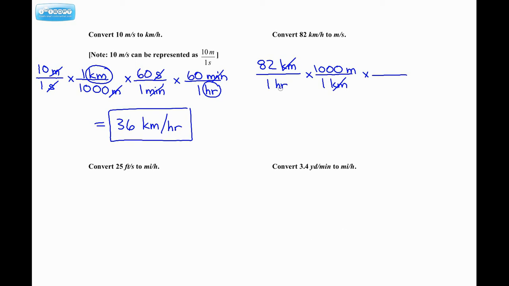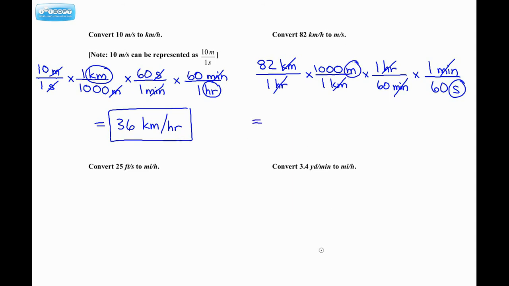So where do they go? Well, hours is already on the bottom, so to cancel them it has to go on the top. So there's 1 hour in 60 minutes. So those hours cancel. So now this is in meters per minute, and I need to go one more step, get rid of those minutes. In 1 minute, there are 60 seconds. So those minutes cancel. So I have seconds on the bottom, meters on top, which is exactly what we want.